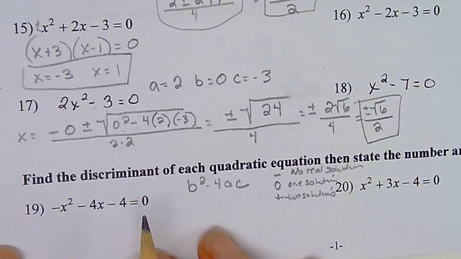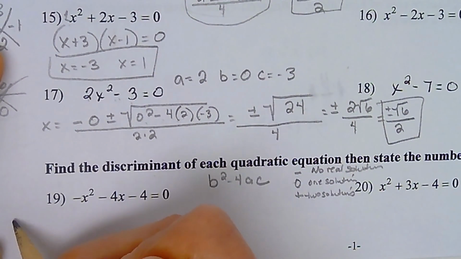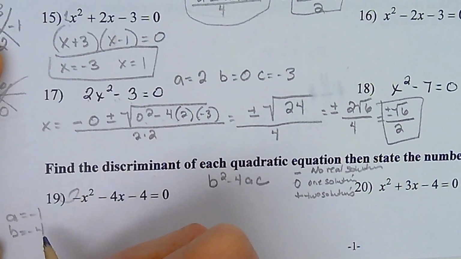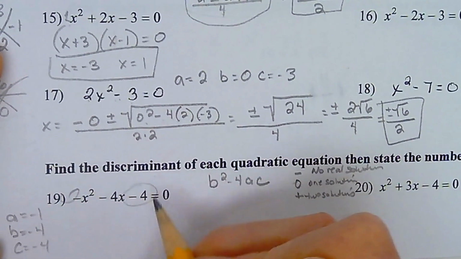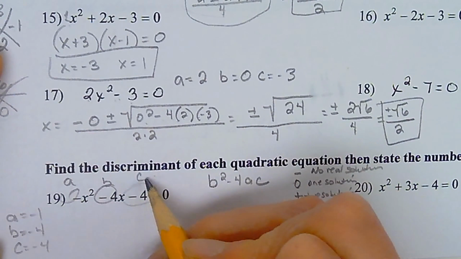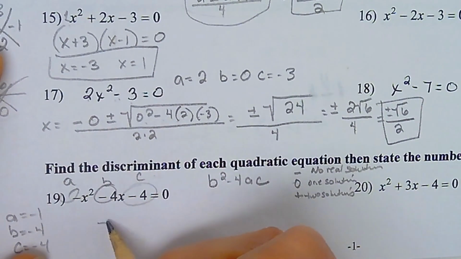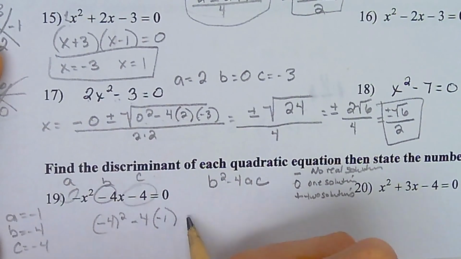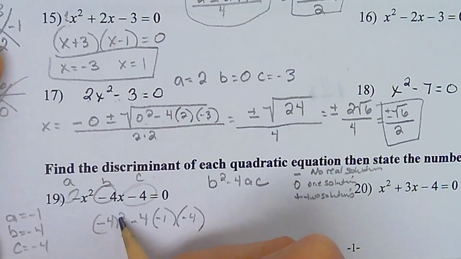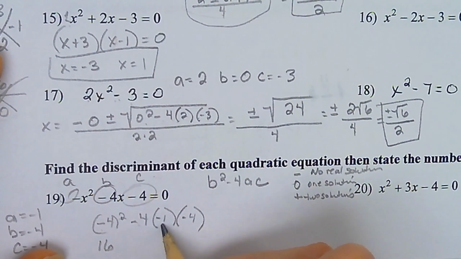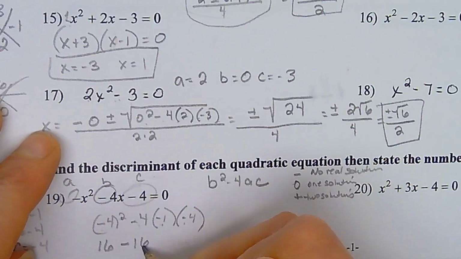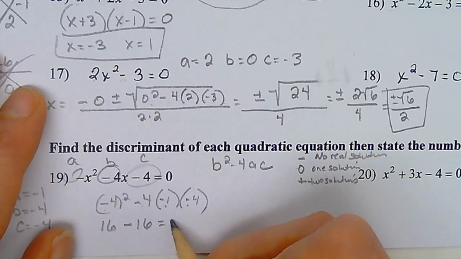So for number 19, first of all, I'm going to find my A, B, and C values. A equals -1, B equals -4, and C equals -4. A, B, and C. B squared would be -4 squared minus 4 times A is -1 and C is -4. Well, -4 squared is 16. I have a minus, minus, minus. So I have -4 times, so I'm going to get a minus. And 4 times 1 times 4 is 16.